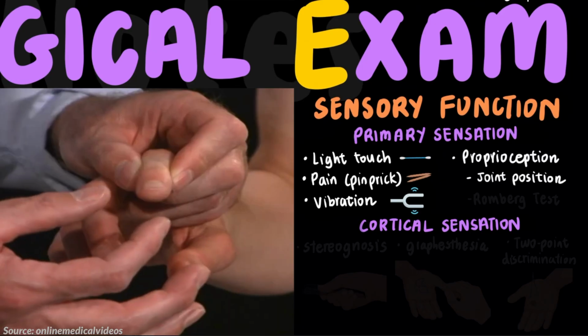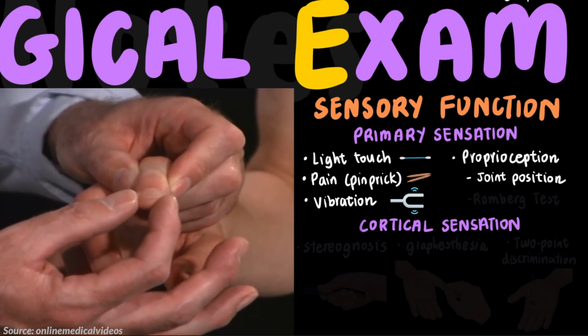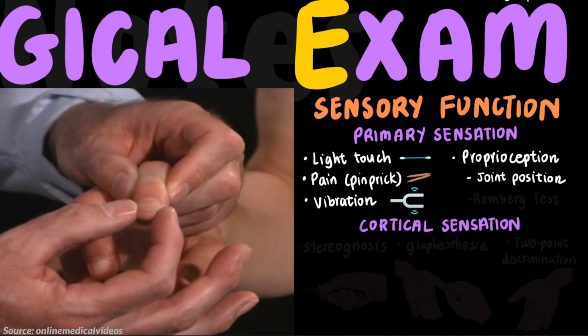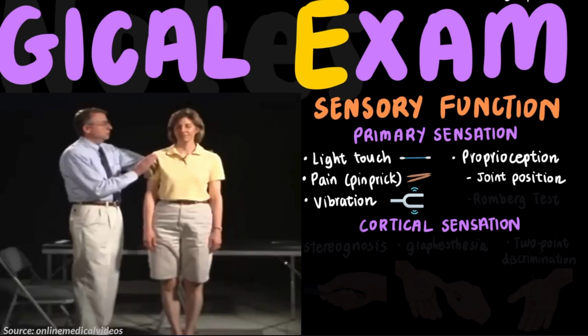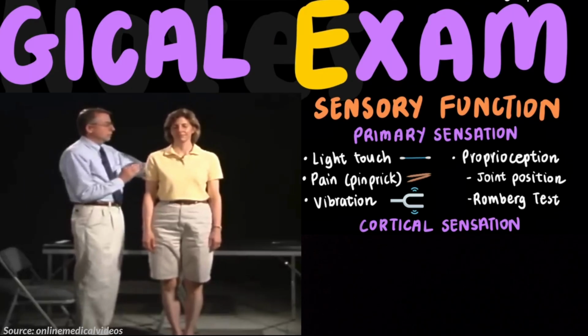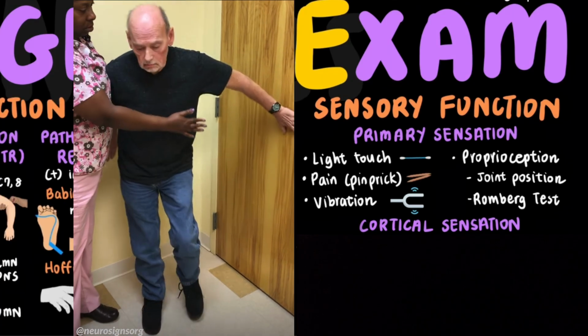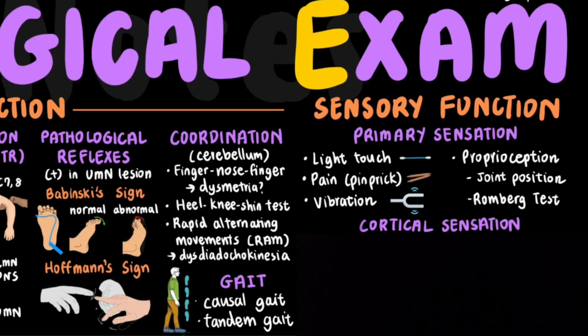Proprioception can be assessed by holding the sides of a finger or toe and moving it up or down with the patient's eyes closed. Ask them to identify the direction of movement. An important related test is the Romberg test. Ask the patient to stand with their feet together and eyes closed. If they lose balance when the eyes are closed but were stable with eyes open, this indicates impaired proprioception.